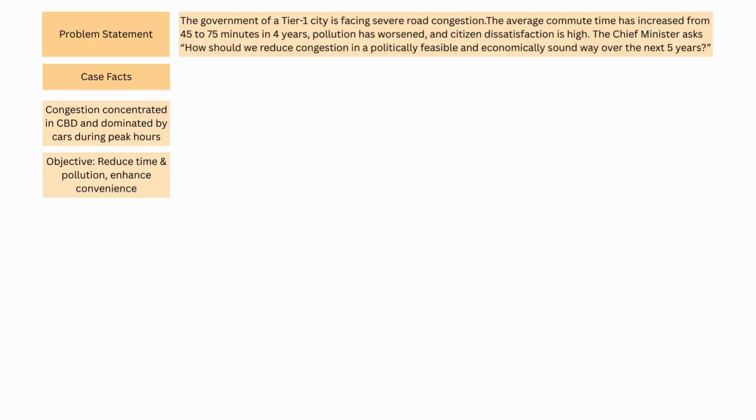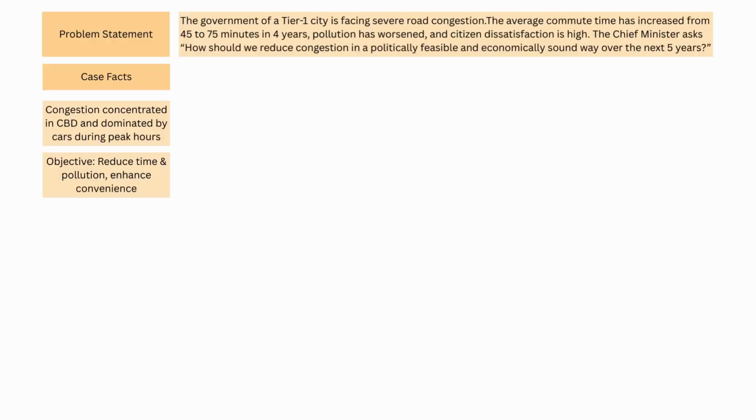Then we will understand the objectives. Is the primary goal of this project time reduction, pollution reduction, or political approval? And do we have any numeric targets here? The interviewer says the effects are mostly spiraling here, so all of them are mostly connected. So the objective is to reduce both time as well as pollution and enhance convenience for the citizens. Also, we do not have any numeric targets here.